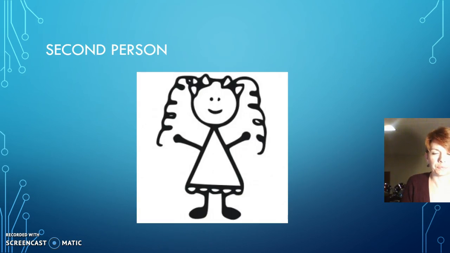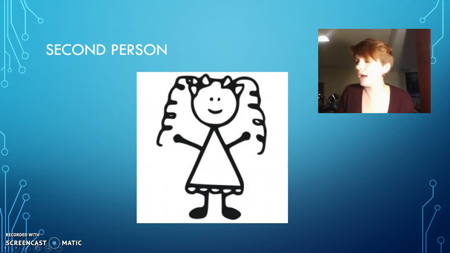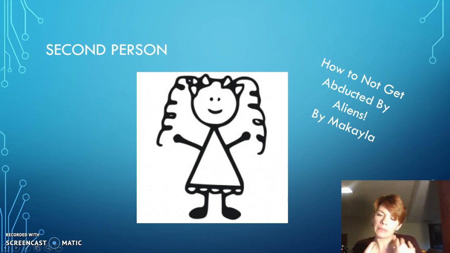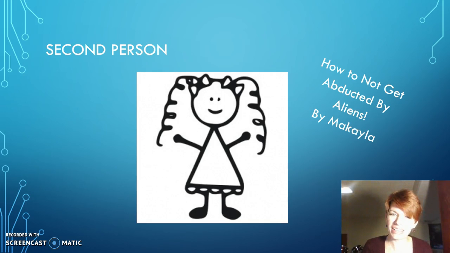Second person is when Michaela is talking directly to you. She is talking to the reader. She's writing something about the reader. So maybe Michaela decides, you know what? I don't want to write a story. I want to write something that's more informational. I want to write something to readers about how to not get abducted by aliens, by Michaela. So she is giving instructions to her readers on how to avoid an alien abduction, which, you know, maybe you might need that someday. Hopefully not.